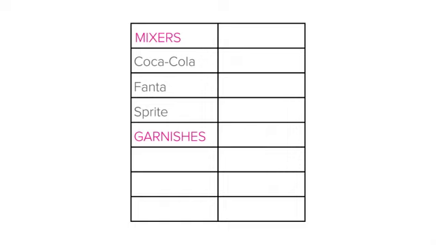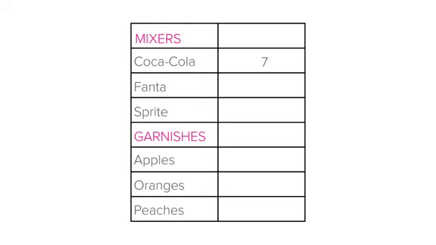It also contains all of the different fruit that we use to make garnishes: apples, oranges and peaches. Now that we know the items on the list, we need to count them all so that we know how many of each item we have. For example, we may have 7 Coca-Colas, 9 Fantas and 12 Sprites. Along with this, we may have 5 apples, 6 oranges and 9 peaches.